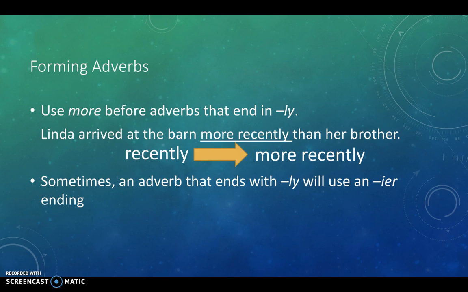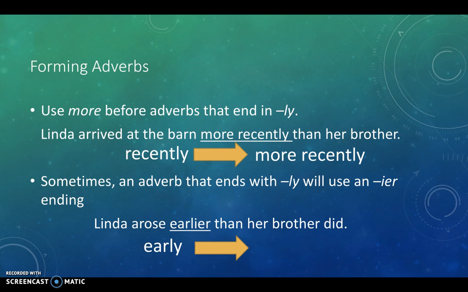Sometimes an adverb that ends in ly will drop the ly and add ier. These are when it's tricky to know when to use it, but you will find out it doesn't sound right. So for example, Linda arose earlier than her brother did. Arose means to wake up. So the adverb is early, but it ends in ly, but we don't want to say more early than her brother did because that's not right. So she arose earlier.